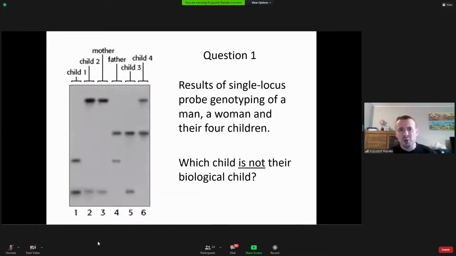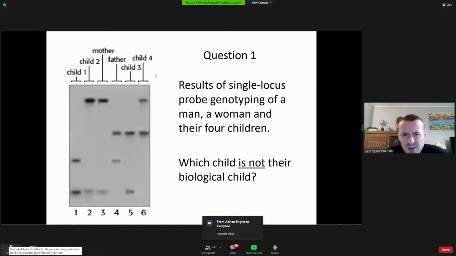And here's a question to you. This is a task for you. We have results of single locus probe genotyping of a man, a woman, and their 4 children. One of these 4 children is not the biological child of this couple, this mother and this father. My question to you is, which child is not the biological child of this couple? Okay, let me see. Second child.